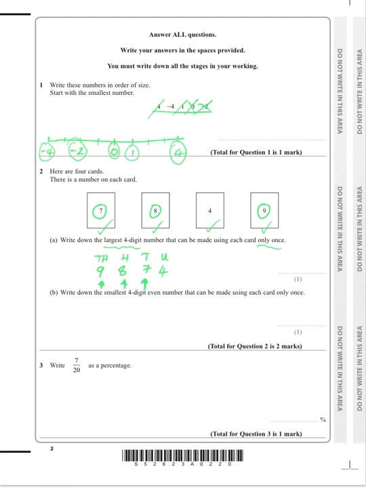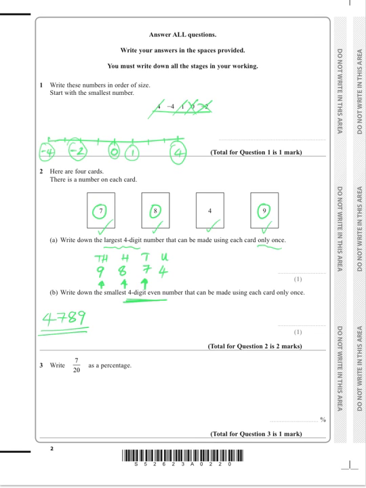If we had to make now the smallest 4-digit even number that can be made using each card only once. Well, be careful, because when I first looked at this question I thought you could just reverse the numbers and have 4,789, but that would be an odd number.